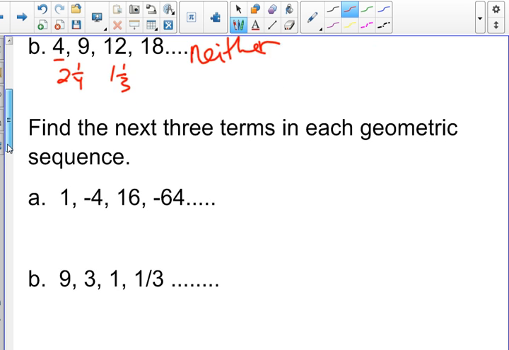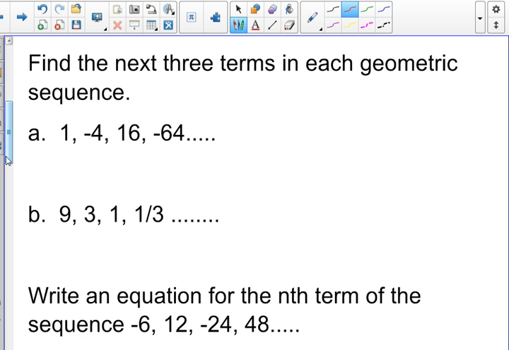Then let's go to this one. Find the next three terms of the geometric sequence. So this, we already know that it's a geometric sequence. So we need to determine what the common ratio R is. You take the second term divided by the first term, so you get -4. 16 divided by -4 is also -4, so the common ratio is -4. So in order to figure out the next three terms, you just take this number and multiply it by -4.